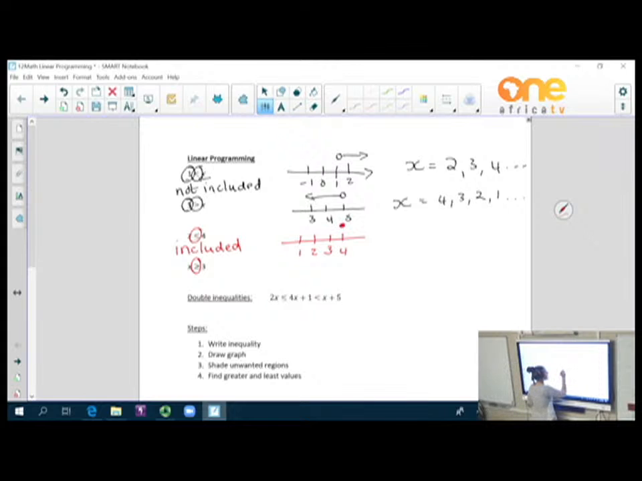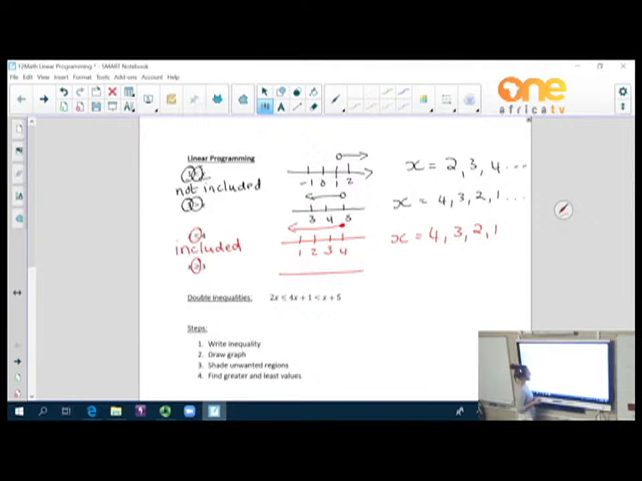So you will have a closed circle, a solid circle, and it will go to the smaller side because x is less than or equal to. And if we need to find the answer to x, we will include 4, 3, 2, 1. Because 4 and or equal to means 4 can also be an answer.